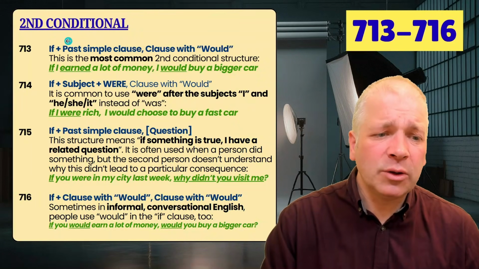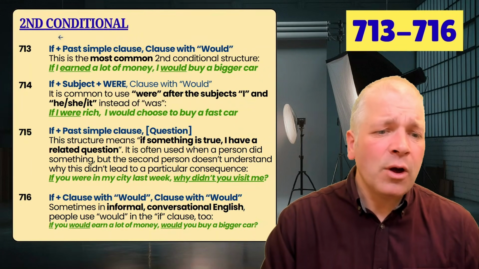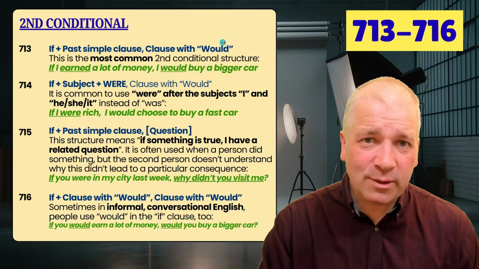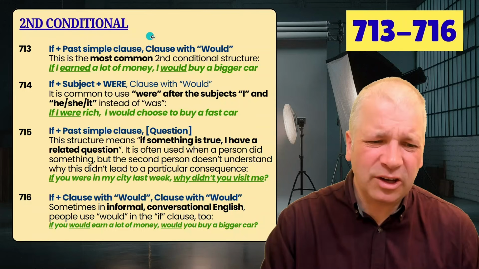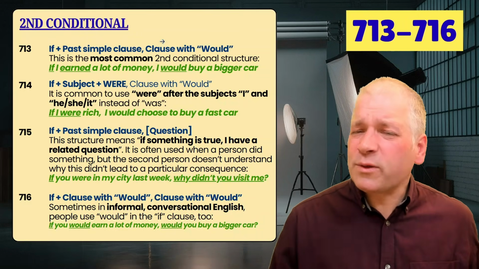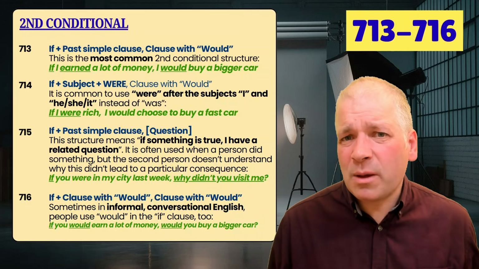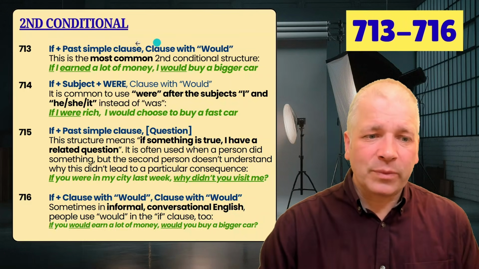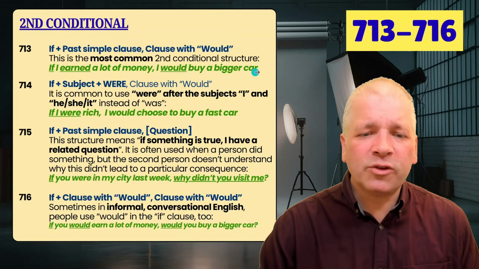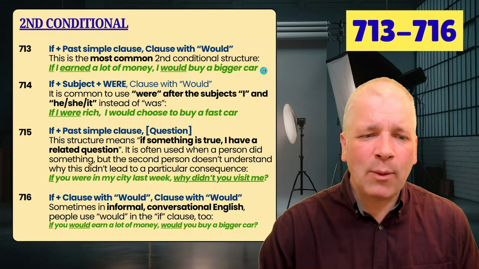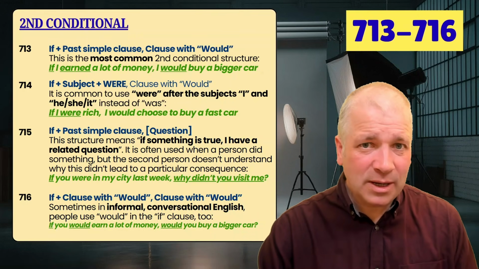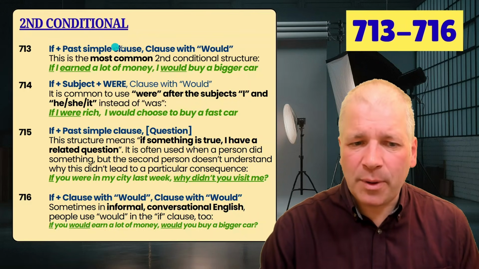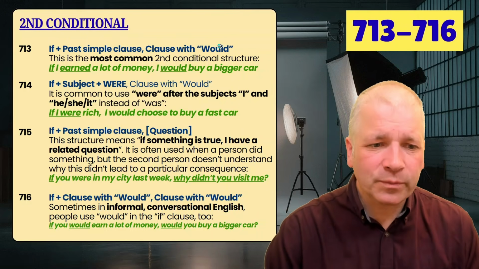Now, again, you can use if with the past simple, but also with would in the second clause. And this is called the second conditional. What's the second conditional? This is where something is hypothetical. It's an unreal situation. If I earned a lot of money, I would buy a bigger car. Now, I don't have a lot of money, so this is unreal for me. And to show it's unreal, I use the past simple with would.